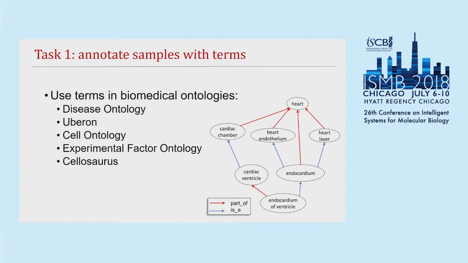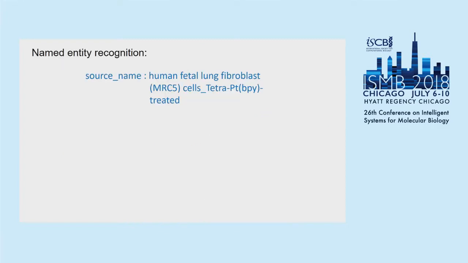part of the heart. And we label samples in the SRA with terms from ontologies that describe diseases, anatomical entities, cell types, miscellaneous experimental factors, and cell lines. So existing approaches that attempt to label metadata using terms from ontologies or any kind of standard vocabulary approach the task as that of named entity recognition.